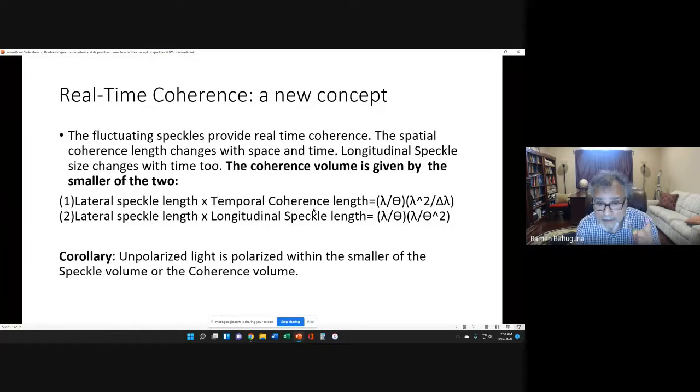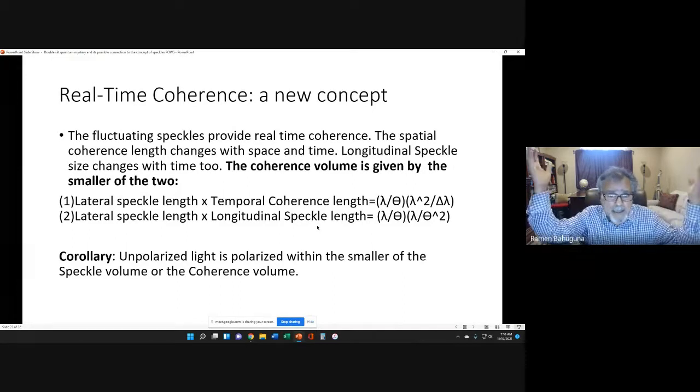Okay. Now, the path difference must be within the smaller of the two. I have given you several proofs, like four of them, that in those you had to have the path difference less than the longitudinal speckle length. So it depends which one is smaller. Let's consider a point source. Speckle size is infinite. Then you have to worry only about the temporal coherence length. You don't worry about the longitudinal speckle length because that's infinite, and the coherence length lambda square over delta lambda is much smaller. And so you are limited by that.